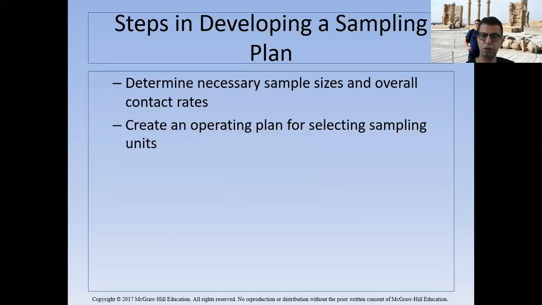And you need to create an operating plan for selecting a sample. As we said, there are different types of selecting samples. It could be clustered, it could be stratified. There is an operating plan for selecting these units. So for convenience sampling, there should be an operating plan for it, and then execute the operational plan.